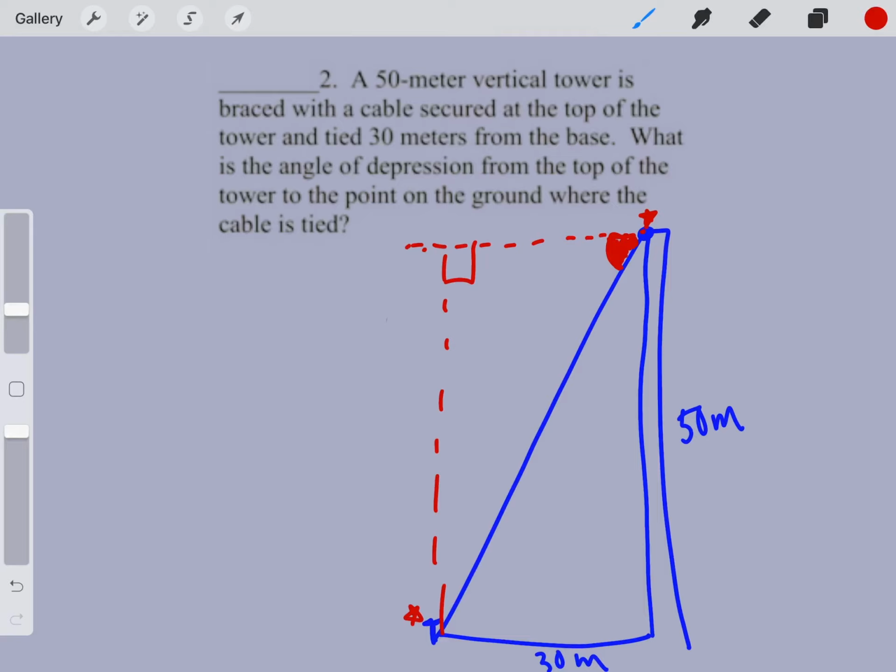So let's figure that out. If this base is 30, this is also going to be 30. If the height of it was 50, this length is also going to be 50. And then we have to figure out what type of sides they each are. 30 is going to be our adjacent side. 50 is going to be our opposite side, so we'll be using tangent to solve this problem. The tangent of the angle we're looking for, the angle of depression, is equal to the opposite of 50 over our adjacent side of 30.